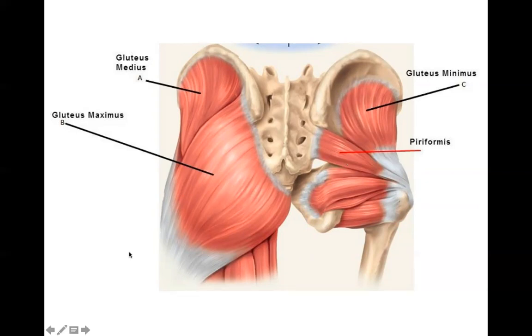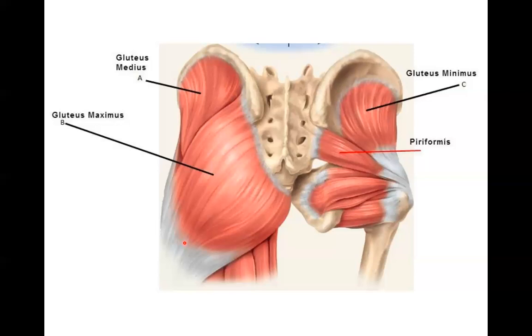The first one is the Gluteus Maximus, the biggest gluteal muscle. It defines the shape of the buttocks. It's superficial. It has its origin on the ilium, on the sacrum, and on the coccyx. Its insertion is on the iliotibial tract, or the IT band, as well as the gluteal tuberosity of the femur. Its action is hip extension and hip lateral rotation.